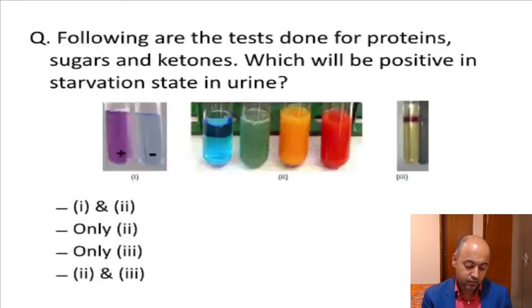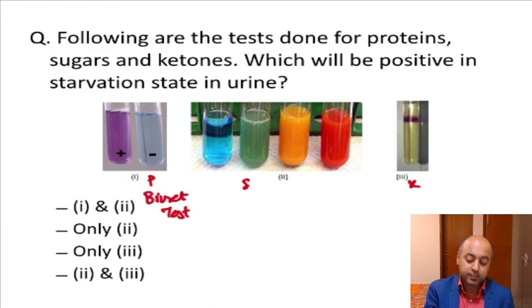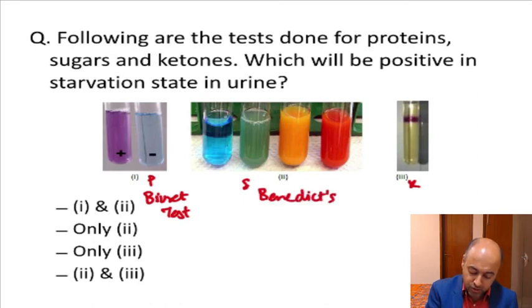Following tests are done: this is for protein, this is for sugar, and this is for ketones. Which are the tests? First test is the biuret test, which is for protein. Second test is the Benedict's test, which is for reducing substances. And third test is the Rothera's test, which is for the ketone bodies.